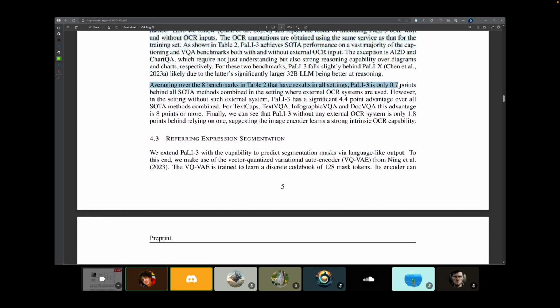Poly 3 is only 0.7% behind all SOTA methods combined in the settings where external OCR systems were used. However, in the setting without such an external system, Poly 3 has a significant 4.4 point advantage over all SOTA methods combined, and for text cap, VQA, and VQA it is 8 or more points. Finally, we see that Poly 3 without any external OCR system is only 1.8 points behind relying on one, suggesting that image encoders have strong intrinsic OCR capability.